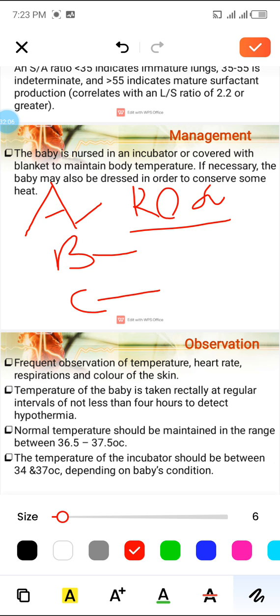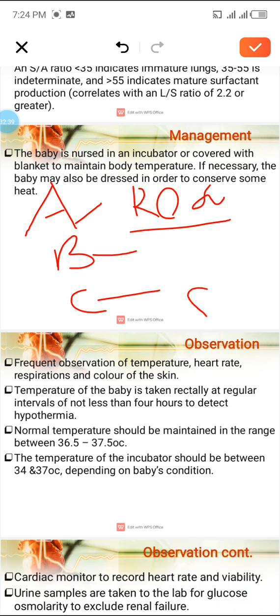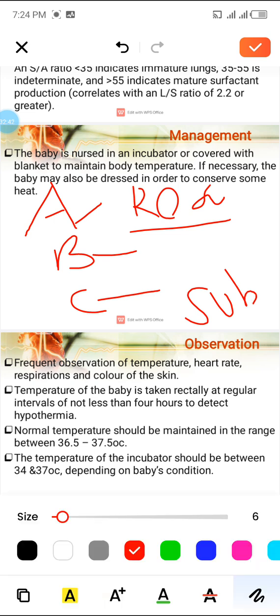Then under C, provide fluids because the child may have hypotension or the child may be lacking fluids or even glucose. So you can go on and also check for glucose levels so that you resuscitate. If the child is hypoglycemic, you should be able to provide dextrose. This is the resuscitation part, the ABC. That's the one that you do first. Then after that, you can go into subsequent care.